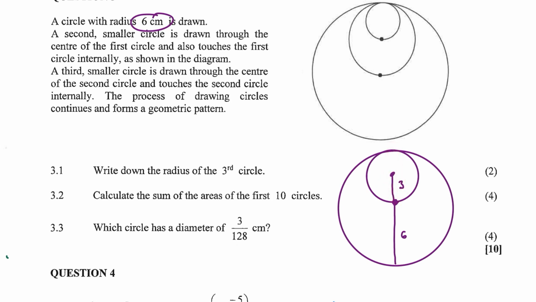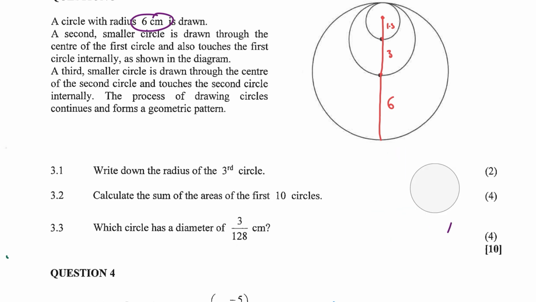Okay. And then a third circle, what did they say? They said that circle again touches the center and goes through the circumference. Therefore, if this is the center of the circle, the radius is 3 divided by 2, which is 1.5. So the third circle is 1.5. So you have a circle here with 6 centimeters, another circle here with 3, this is the center, and a circle with 1.5. These are the radii of these circles.